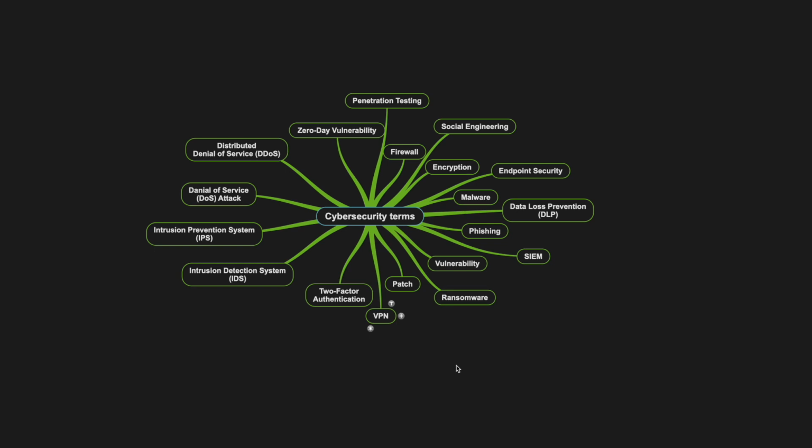Now, let's talk about virtual private network. We call it VPN. A secure network connection that encrypts internet traffic and routes it through a remote server, masking the user's IP address and enhancing privacy and security. It is commonly used to access sensitive information or bypass geo restrictions.